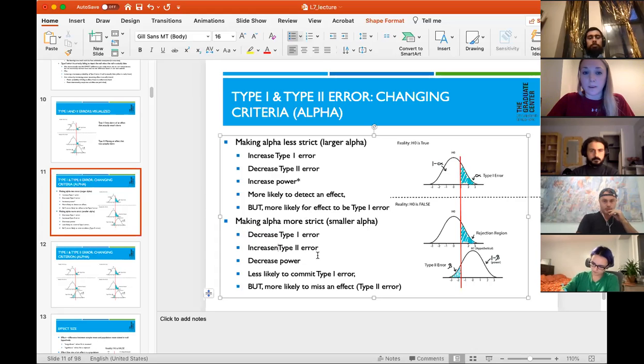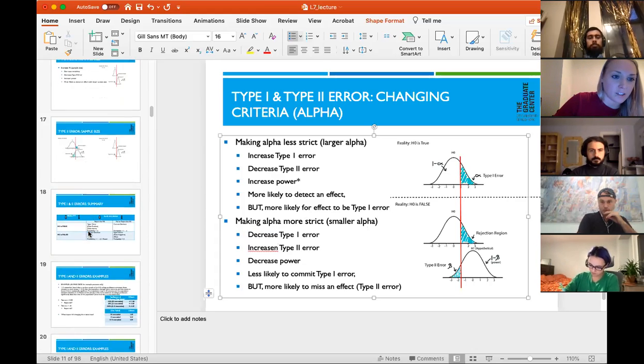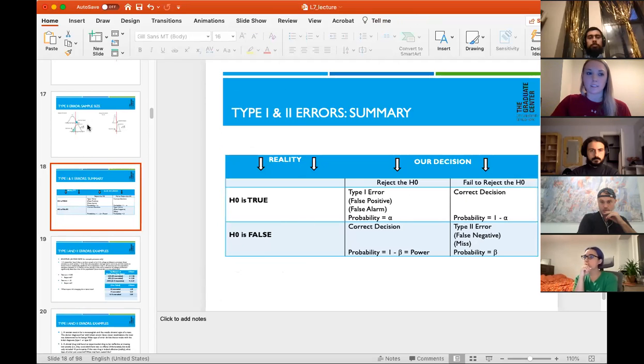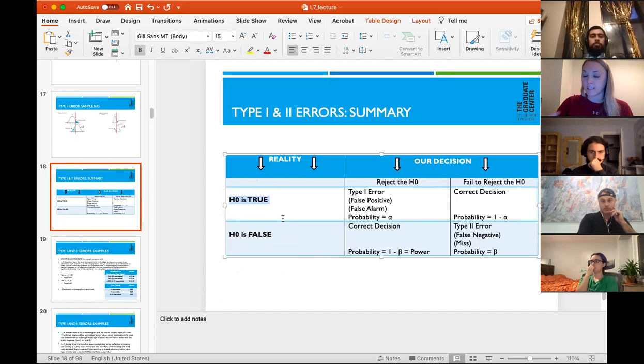So if it makes you feel any better, that's how complicated that is. The best way I keep it straight is down here. I'm going to show you guys a chart. This basically shows, when you have reality, what your decision is. In reality, which, remember, we don't really get to see what reality is, we only know through replication if the null is true or not.